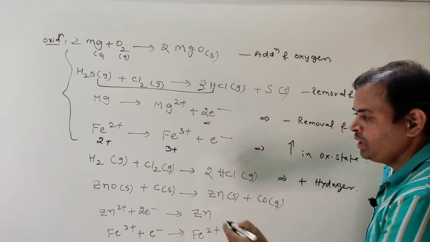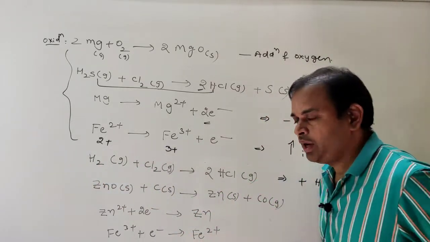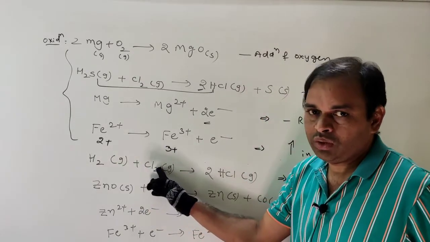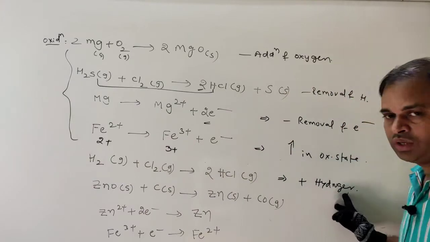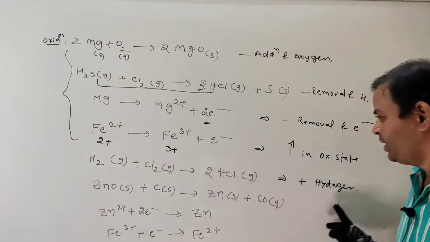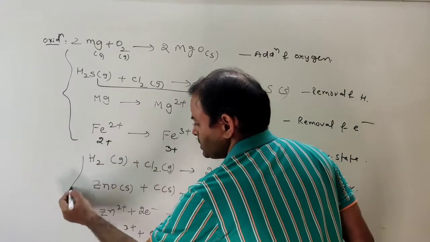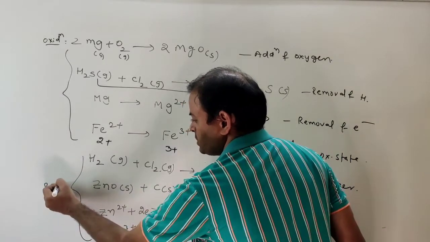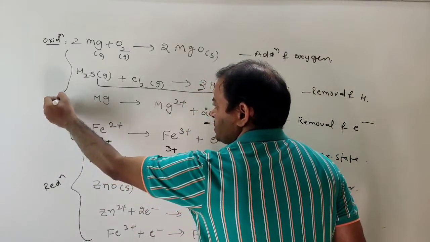Okay, so Cl2 plus H2, hydrogen H2 is added to Cl2. So that's why it is addition of hydrogen. Addition of hydrogen is reduction. So all these reactions are reduction reactions, and these are oxidation reactions.